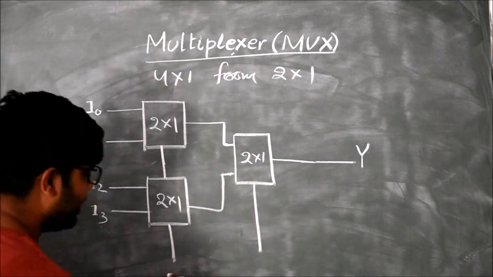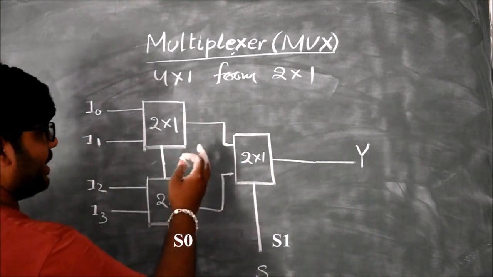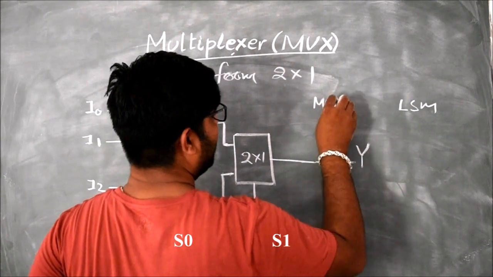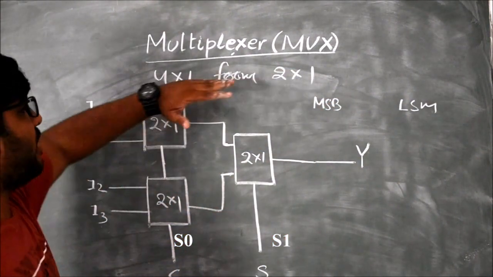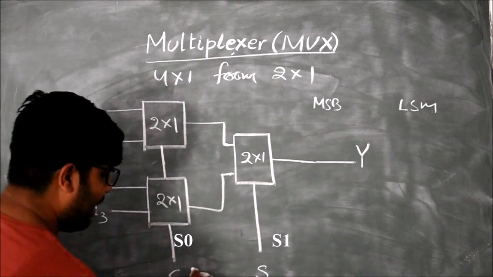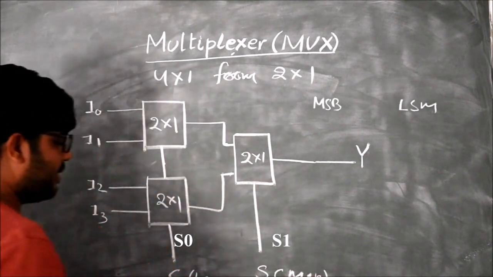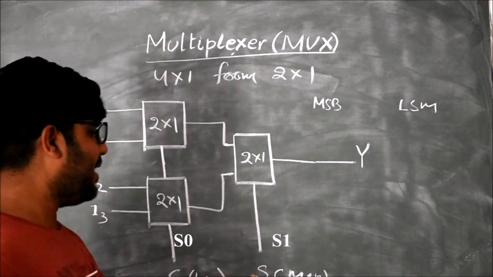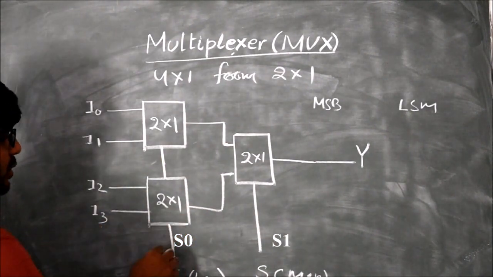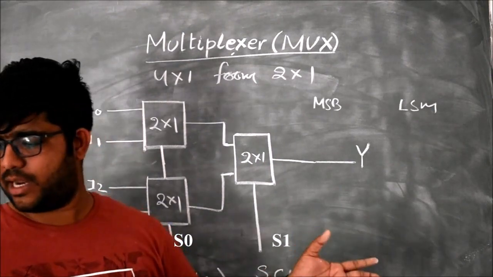Now a very important concept: this is S0, this is S1. Do not forget, generally we take the right side as LSB and the left side as MSB, but if you build a larger multiplexer from smaller multiplexers, the selection line on the left side is LSB and on the right side is MSB. I mean, the left group is the LSB group and the right group is the MSB group. Clear? But where two selection lines are there for a 4 cross 1 multiplexer, there won't be any change. Let me explain in the next section.